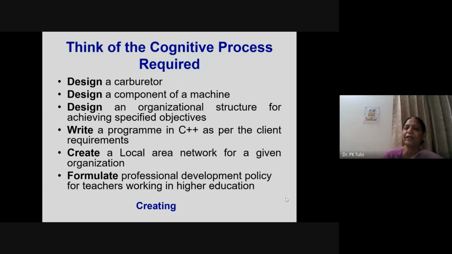Create a local area network for a given organization. Then formulate professional development goals. All these are nothing but examples. So you can see, create, design, write, formulate, evolve, strategies: these are some of the verbs which can be used to write learning outcomes at the creating level.